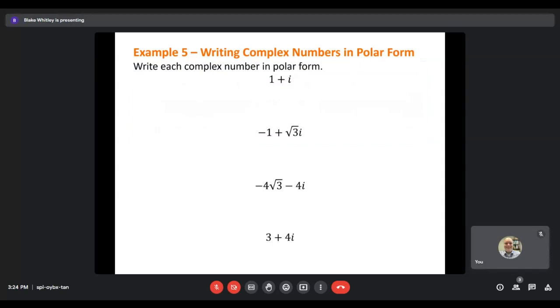All right, so let's see if we can write each one of these in its polar form. So we've got 1 plus i. First thing we need to do is find the r value. So remember, the r is just the modulus, so that's going to be the square root. Our a value this time is 1, so we get 1 squared. Our b value also 1, so 1 squared. That gives us the square root of 1 plus 1, which is just the square root of 2.